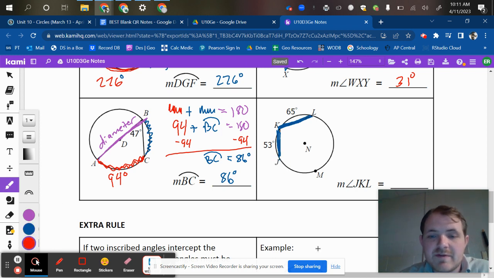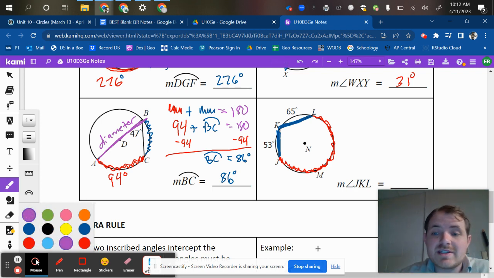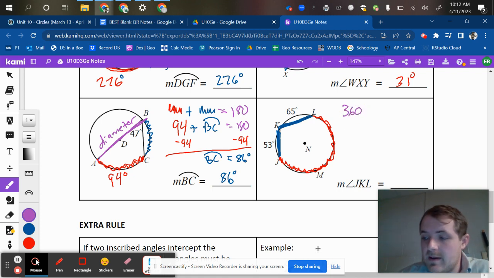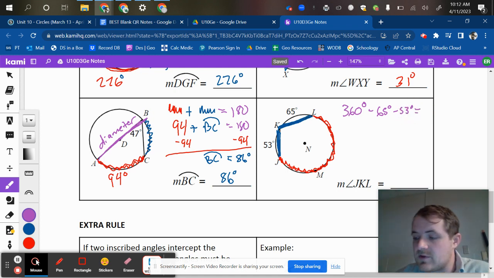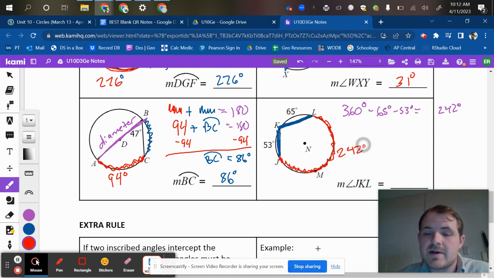So I should be able to figure out this whole big arc over here based off of the 53 and 65. Maybe you can see it there. What should the 65, the 53, and then the big red angle add up to? Hopefully you're seeing that they add up to 360. So you just need to do 360 minus 65 minus 53 degrees. That will give you an angle of 242 degrees. And so we can just plop 242 right out there.